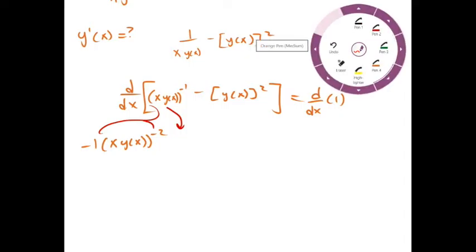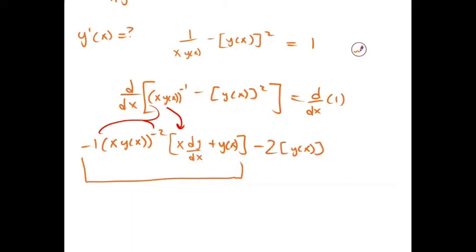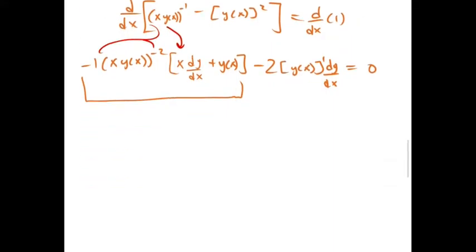the derivative of that is going to be a product rule. It's going to be first times the derivative of the second, dy dx, plus the derivative of the first, which is 1, times the second function, which is just y of x. So that takes care of that. And then minus, now we're going to do some chain rule, 2 y of x to the first power times dy dx. This all equals 0 because the derivative of a constant is 0.